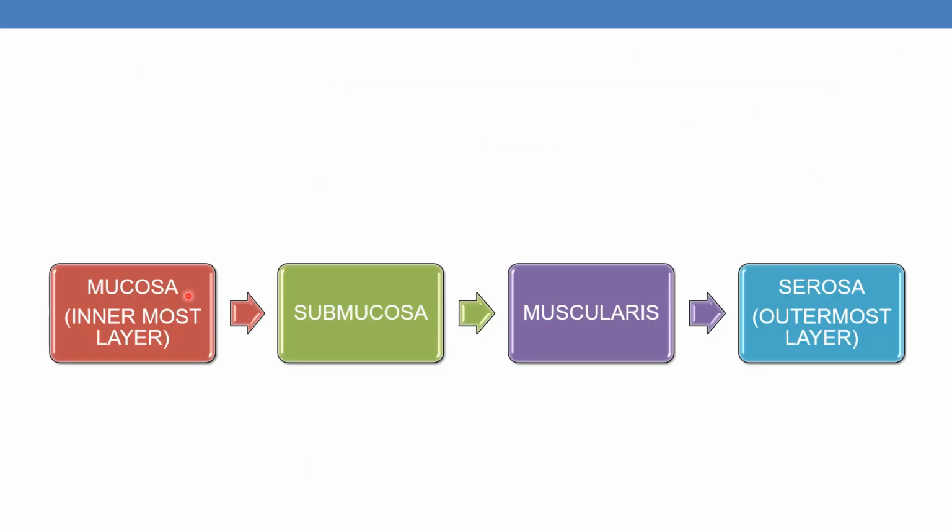The order is from deep to superficial: mucosa, which is the innermost layer, next followed by submucosa, next followed by muscularis, and then followed by serosa, which is the outermost layer. These are the 4 layers of the GI tract.